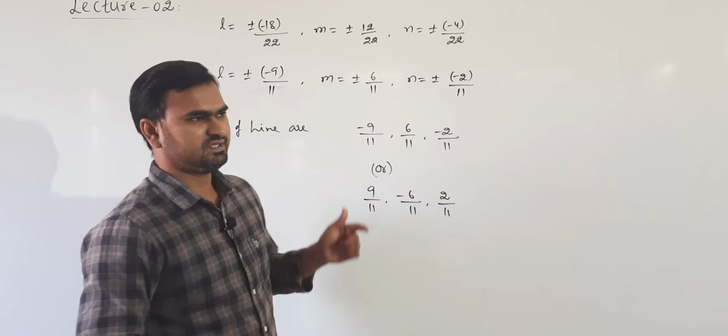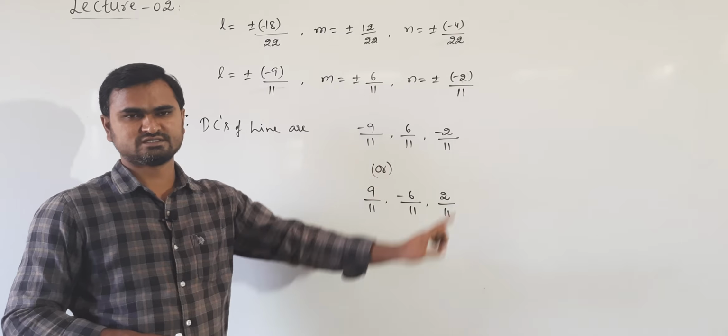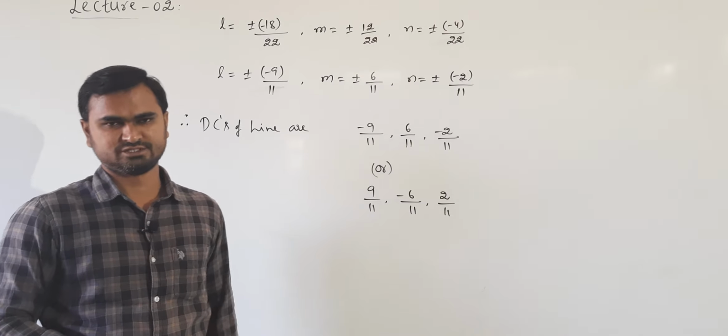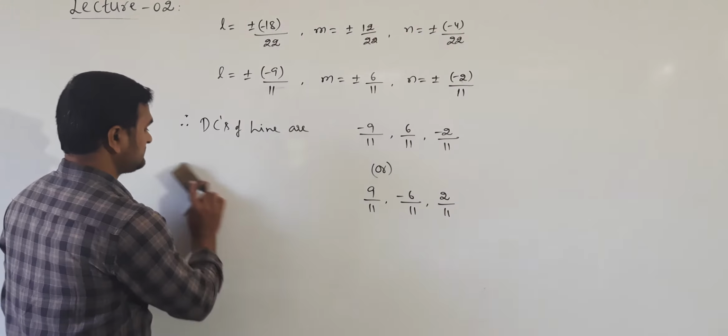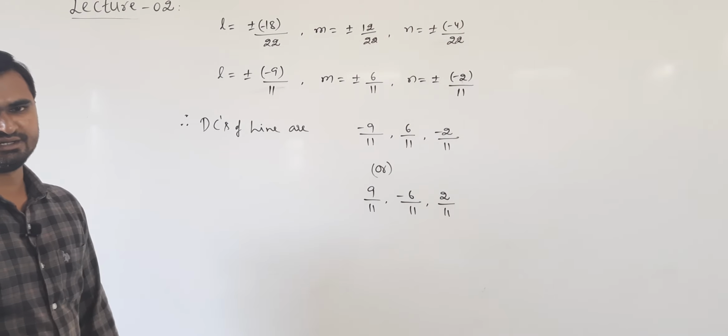For a given line, there exist two sets of DCs, that is cos alpha, cos beta, cos gamma, and minus cos alpha, minus cos beta, minus cos gamma. So when DRs are given, we find the DCs of the line like this.